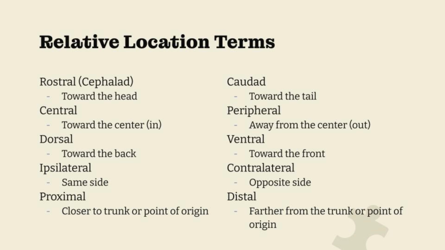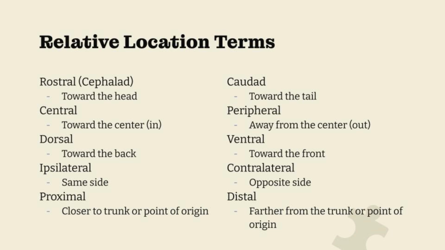Ipsilateral is same side. Contralateral is opposite side. So contra, think of people that are rubbing against each other, not agreeing. They're on opposite sides. Contralateral. Proximal is closer to the trunk or point of origin, whereas distal is farther from the trunk or point of origin. Proximity, proximal is close, distal is far. I know we're going fast, but we have a lot to cover. So feel free to go through that again, but we're going to move on to movement terms.